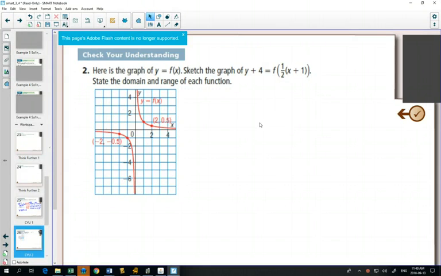Example 2, they give us the graph of f of x, and they want us to sketch the graph of y plus 4 equals f of 1/2 x plus 1. So a couple things on this graph. First of all, on the original graph, if you have your red pen, I'd like you to add the asymptotes and label them.